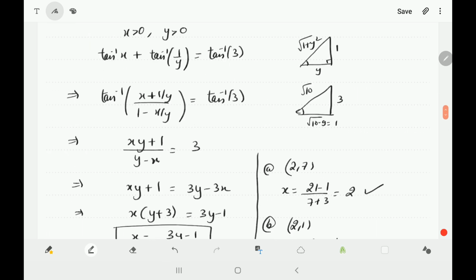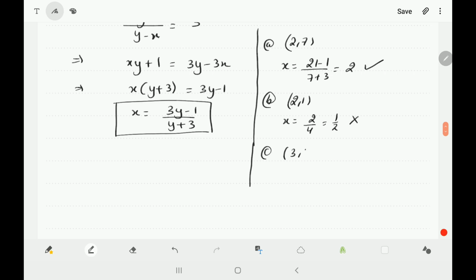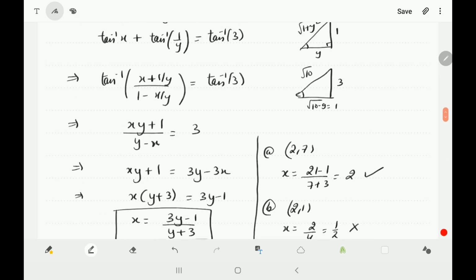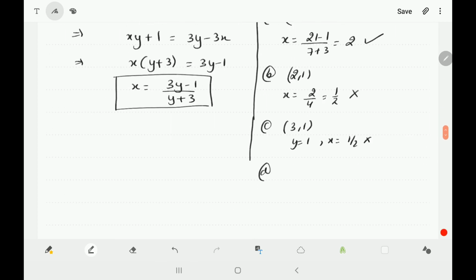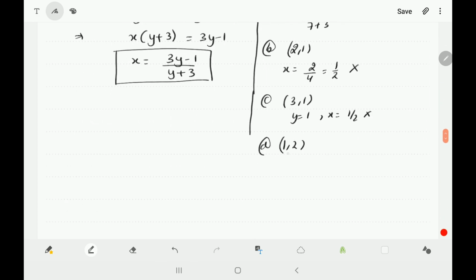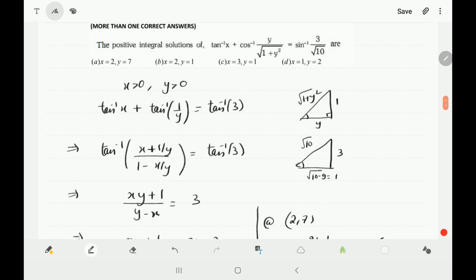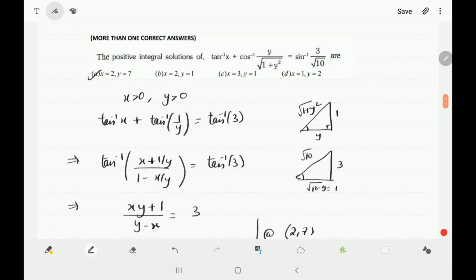Next we have 3, 1. In fact, when you put y as 1, the value of x comes out to be 1 by 2. So this won't be a solution again. For the D part we have x 1, y 2, so the ordered pair 1 comma 2. Once you put y as 2, you will have 5 in the numerator, 5 in the denominator, and 1 will be the value of x. So obviously A comma D are the answer for this problem. So we have the solution for this problem as A and D.